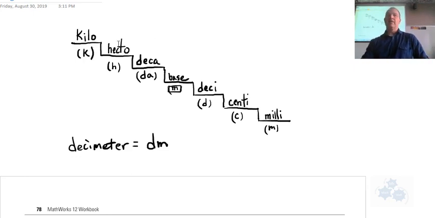The megabyte is a million. Megabytes is a million bytes. A gigabyte is a billion bytes. A terabyte is a trillion bytes. Okay. And then can you think of any units that would be smaller than a milli something, a millimeter?